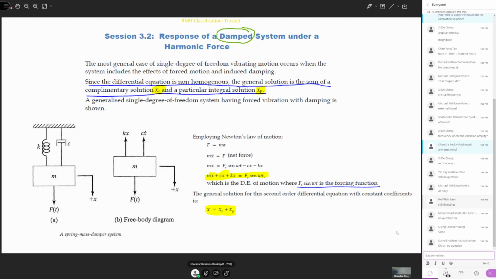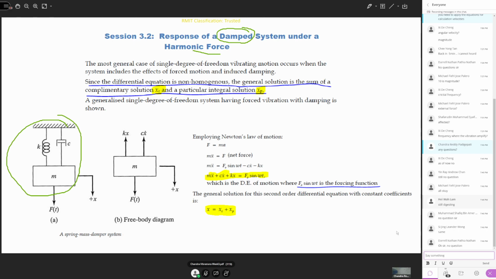So now we study the response of a system when there is an external force acting and you are dealing with a damped system. That means our system has M, K, and C. So we are dealing with a system with mass, stiffness, and a damper. Now we are going to study the response of a damped system under a harmonic force, meaning when the system is subjected to an external force, and we consider the external force as a harmonic force.